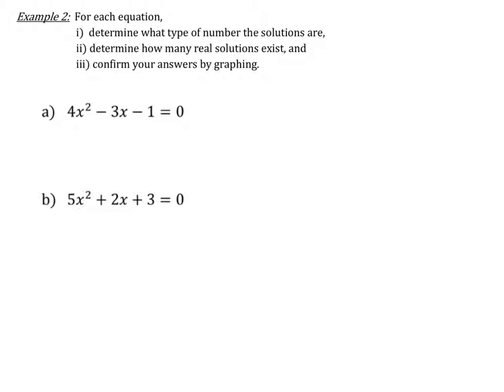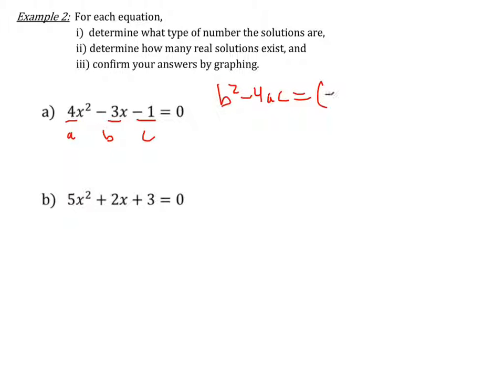So here we want to determine how many solutions there are, what's the type and number of the solutions, and how many real solutions exist, and confirm your answers. So what type of number are they, imaginary or real, and then how many are there if they are real? So our discriminant is b squared minus 4ac. These are our a, b, and c values. So a is 4, b is -3, and c is -1.